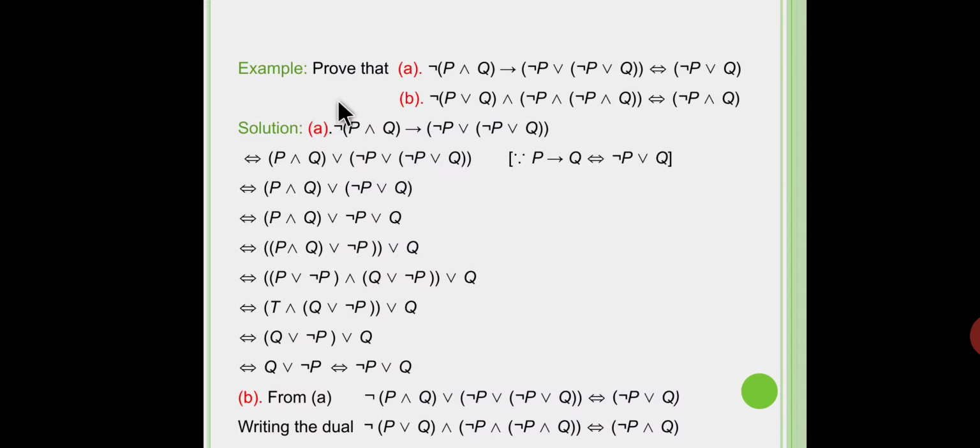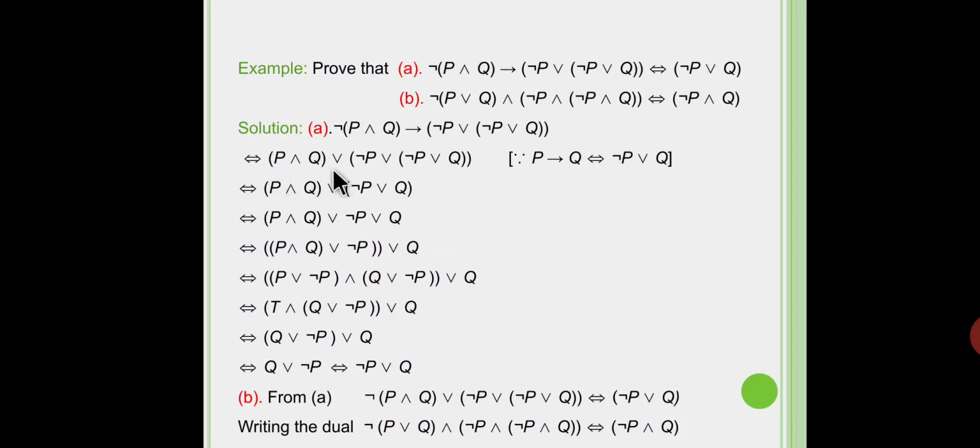So let us consider an example. Prove that negation of (P and Q) implication (negation P or (negation P or Q)) is equivalent to negation P or Q. Let us consider the LHS of the given statement. What is the LHS part? Negation of (P and Q) implication (negation P or (negation P or Q)). We use the formula that P implication Q is equivalent to negation P or Q, and substitute it in the given statement.